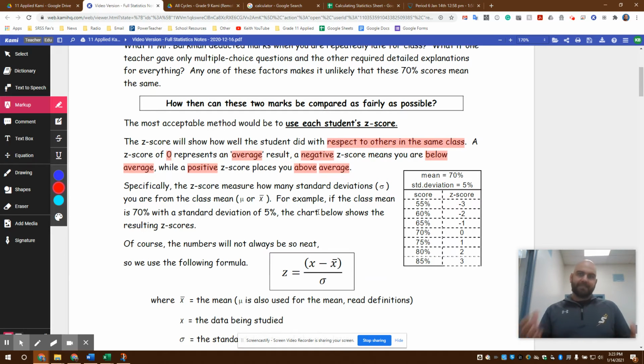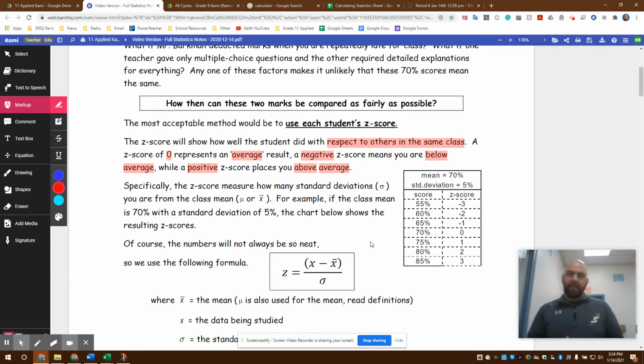If the class mean is 70% and there's a standard deviation of 5%, this chart shows us what our Z-scores are. If we go one standard deviation down, we're at -1. Two standard deviations down, -2. Three standard deviations down, -3. This represents that standard deviation we looked at. Where do we fit on the standard deviation mark? Same way going up. If we go 5% up, that is one standard deviation. Two standard deviations, 10% up, would be 2, and three standard deviations would be 3. This represents where we stand.